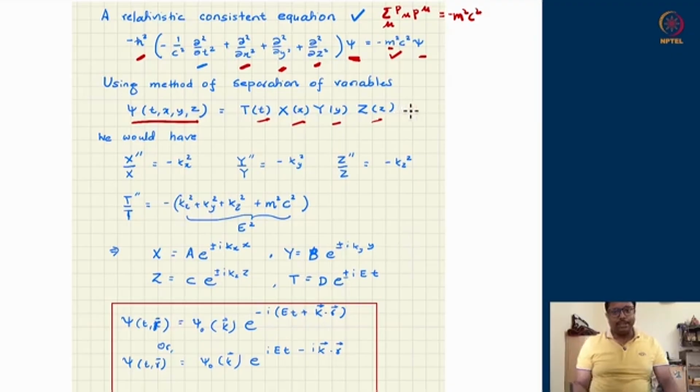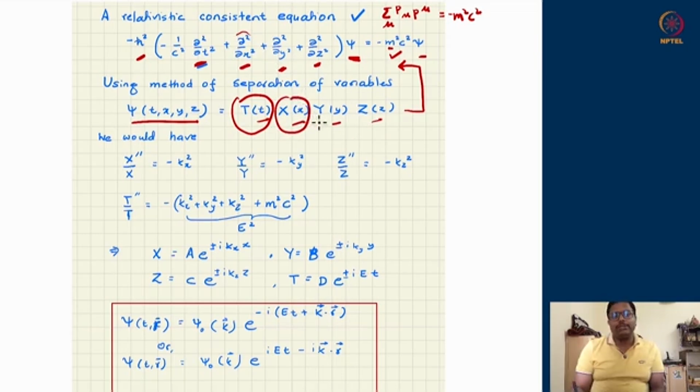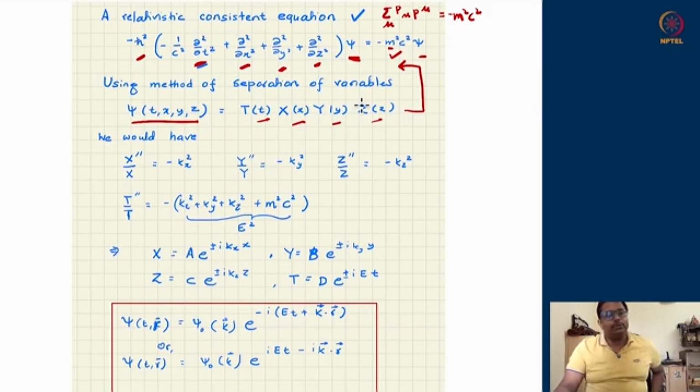Then if I feed this into the differential equation, the double derivative with respect to time will only see the first function capital T, because there is no other time dependency anywhere else. The double derivative with respect to x will only see the capital X function, because there is no small x dependency anywhere else in the function. Similarly the double derivative with respect to y will see the capital Y function, and the double derivative with respect to z will see the capital Z function. So these are individually different functions of different variables, and different derivatives hit different individual functions.